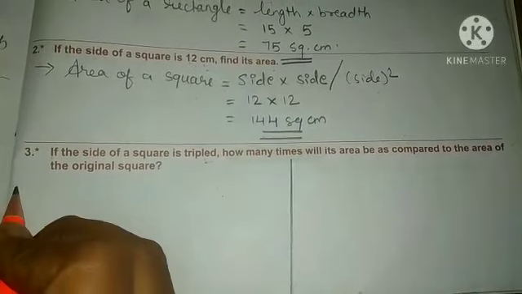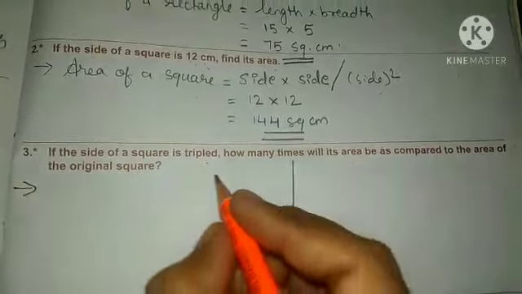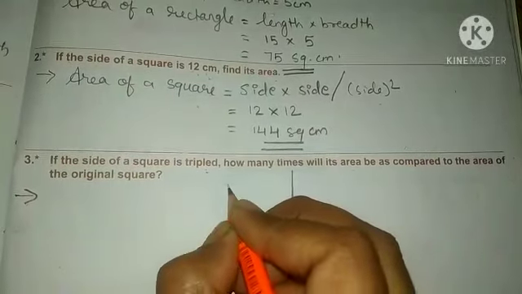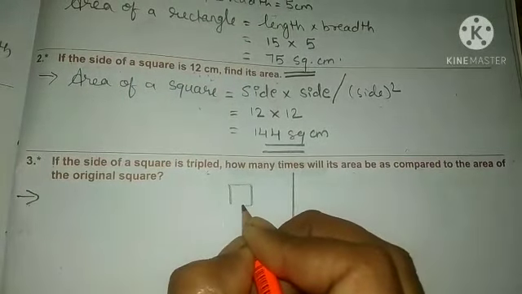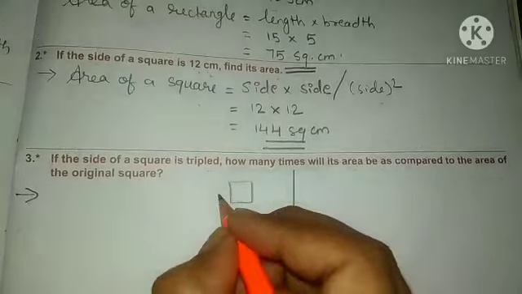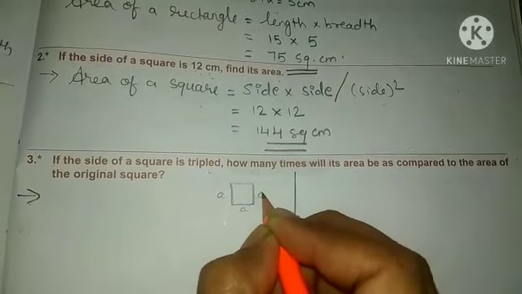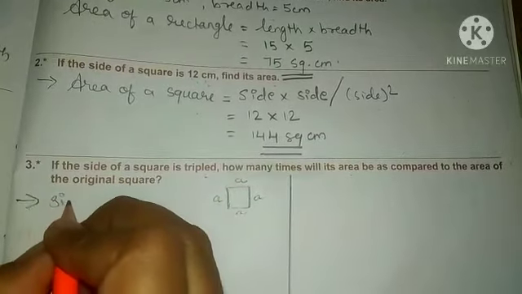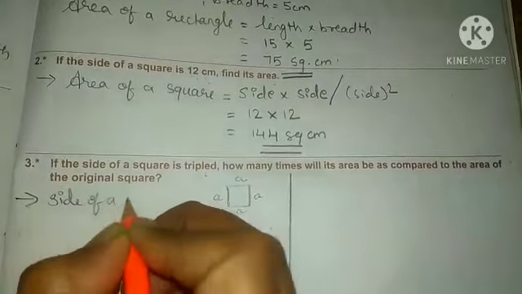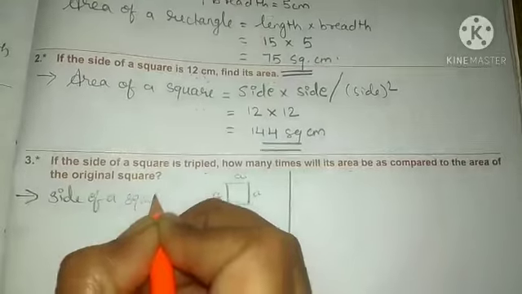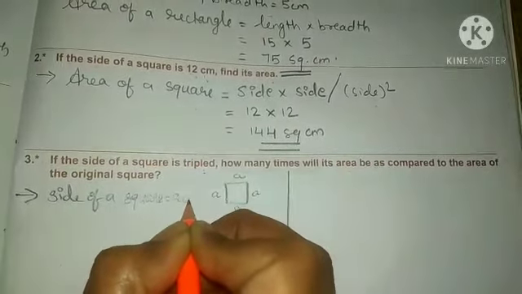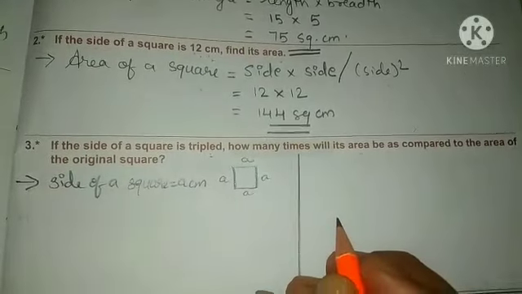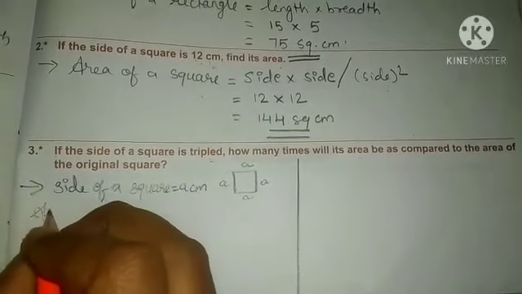So what you will do here, we will assume our side. Understood? So what you will take the side of your square, we will take that is A. All the side we will take that is A. So here we will take side of a square as A centimeter. Clear everyone? Now we will find out the area.